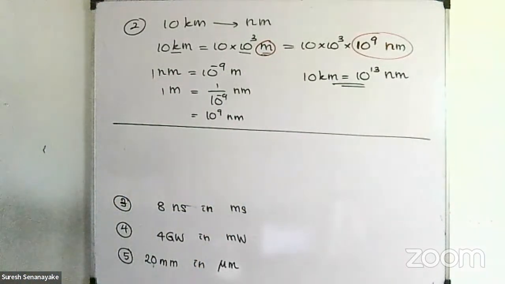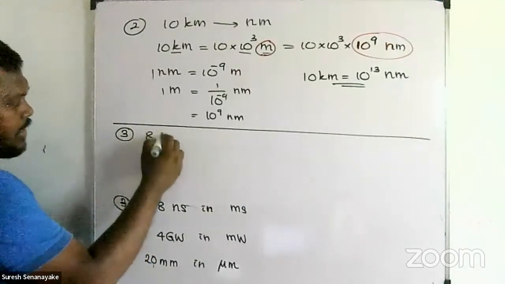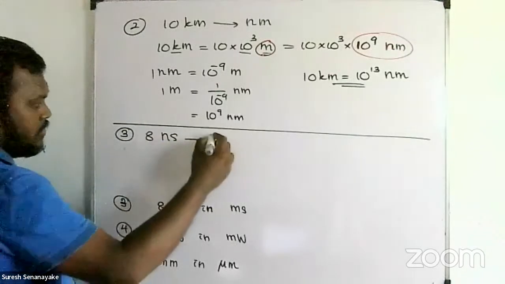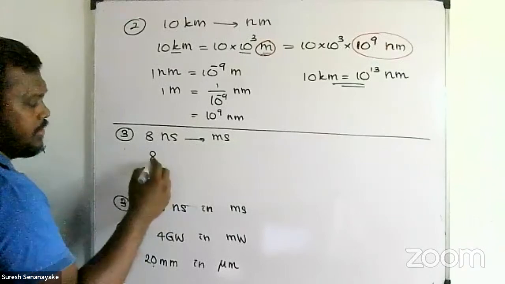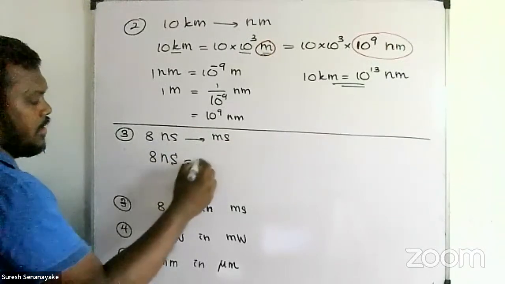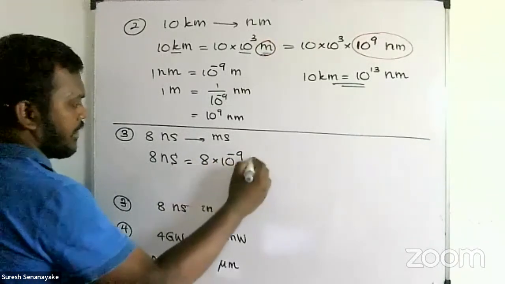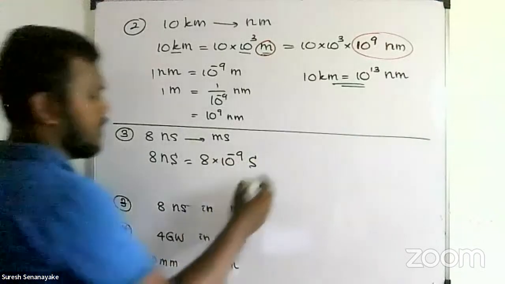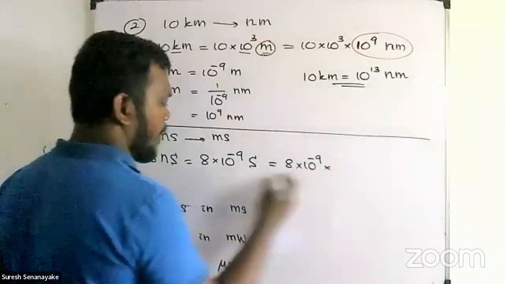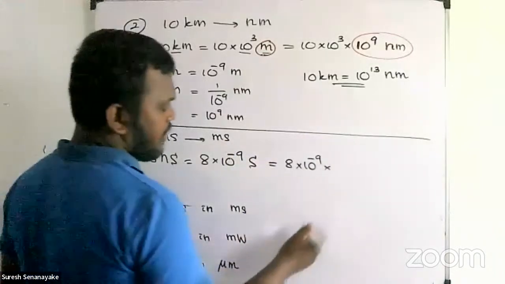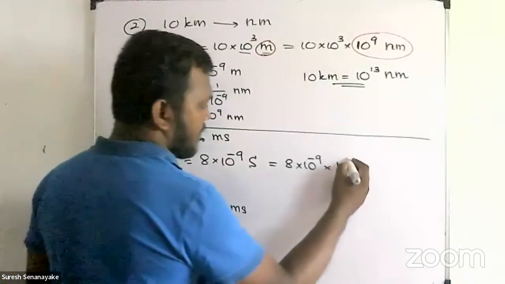Then third one. 8 nanoseconds to milliseconds. 8 nano is 10 to the minus 9 seconds. That's 8 into 10 to the minus 9. And seconds into milli. Then milli means 10 to the minus 3, right? You can write it 10 to the plus 3 here.